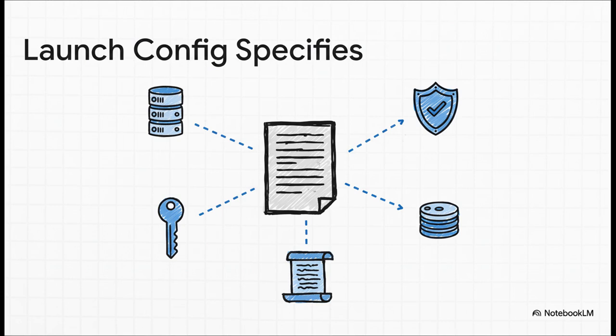And that recipe defines all the important stuff: the specific Amazon Machine Image, the AMI, the instance type, like a T3.medium or whatever you need, the key pairs so you can actually get into it, and the security groups. It's a complete, all-in-one blueprint.